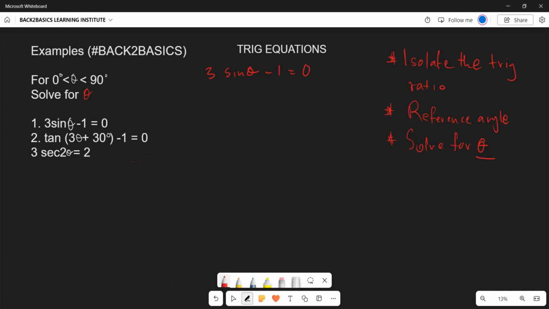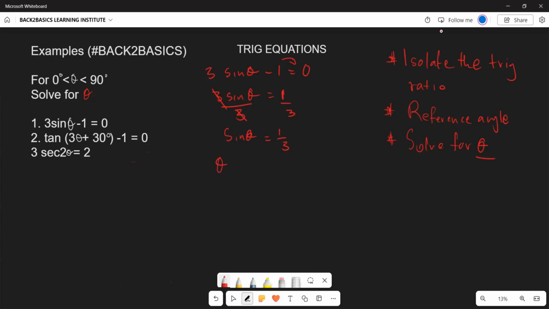You're going to take this other side, so 3 sine theta is equal to positive 1. Remember, whenever a number jumps an equal sign, it changes the sign. Then you divide by 3 so that you can isolate sine of theta. So your sine of theta is going to be given by 1 over 3.